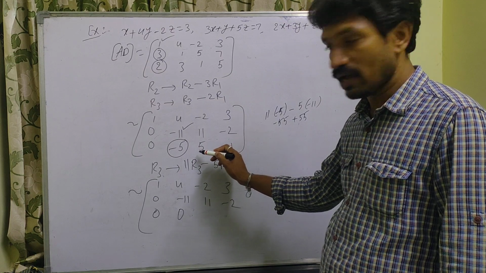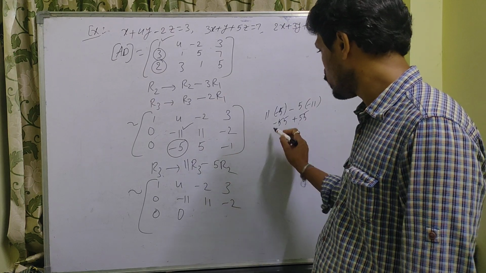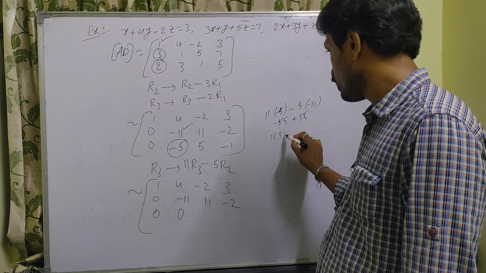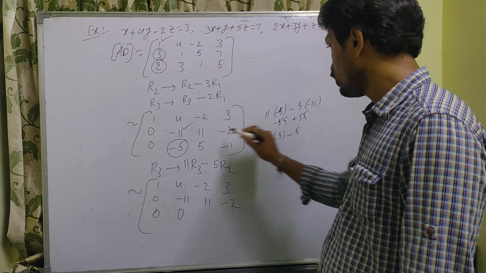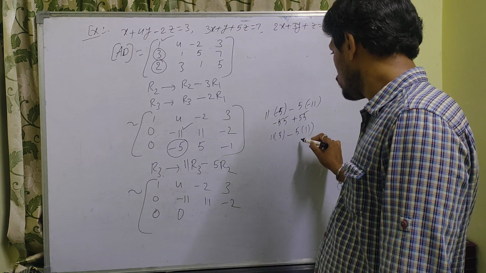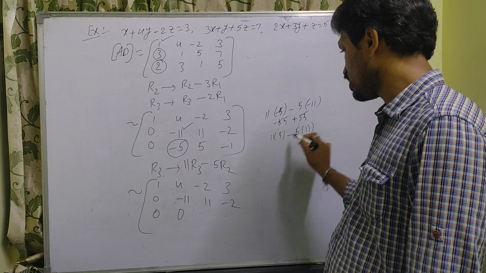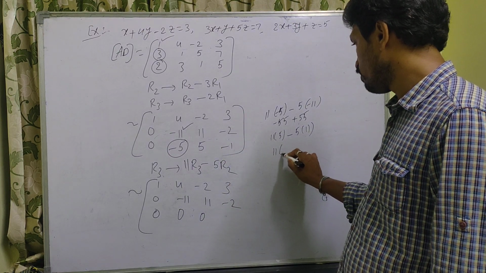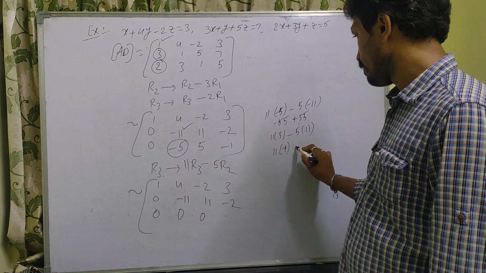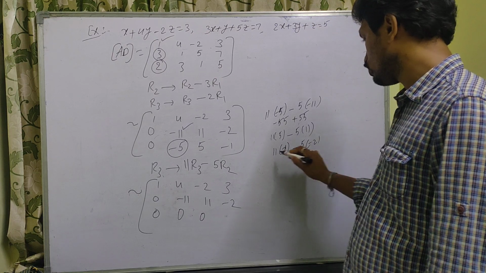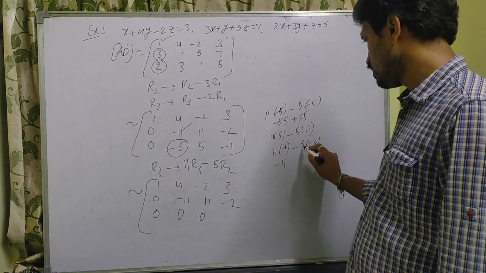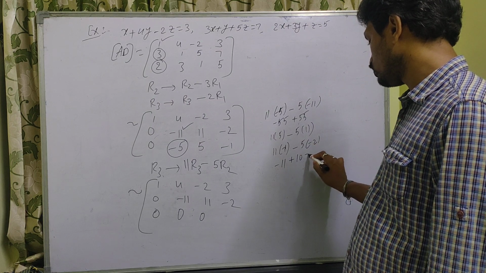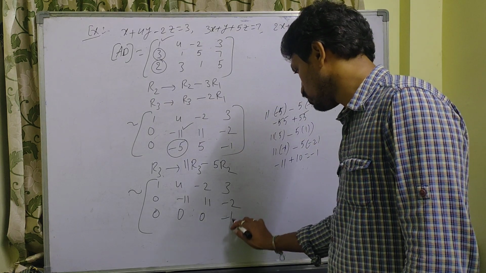Next one is 11 into 5 minus 5 into 11. So this is also 11 5s are 55 minus 55, 0. Next, the last one: 11 into minus 1, minus 5 into minus 2, minus 11 plus 10. So this becomes minus 1, and the entries 2, minus 1.